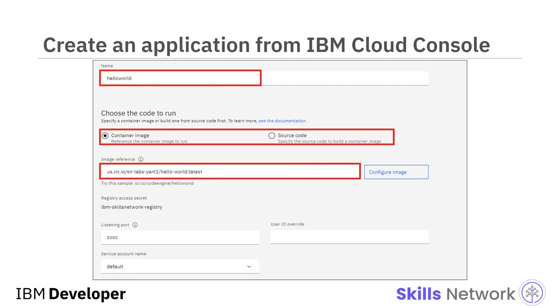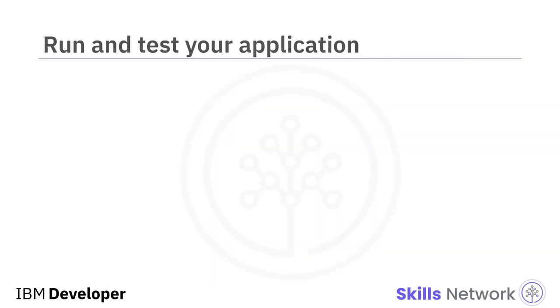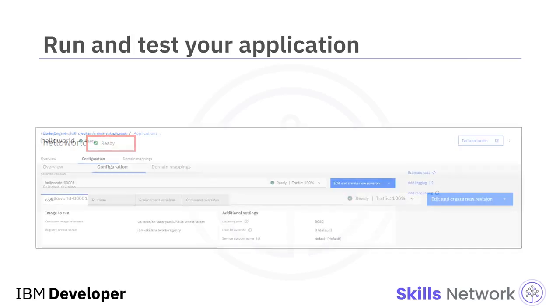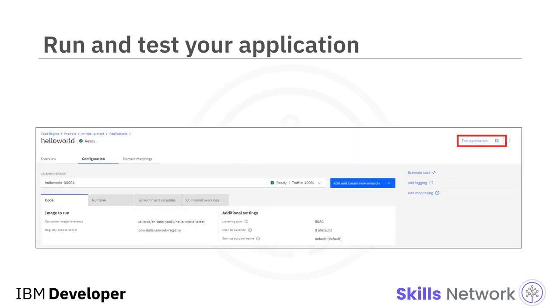But note that these are just the main steps. There are other advanced settings that you can configure as required by your application. So, after the application is created, the Code Engine will deploy it automatically. If the application runs without errors, it should be ready within several minutes. After the application is ready, you can click Test Application to test it using a URL.